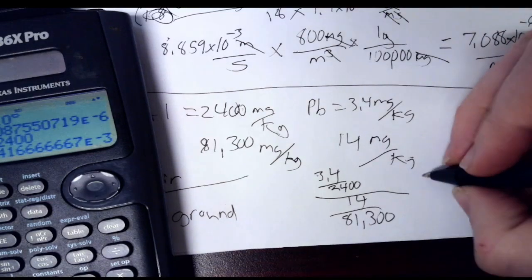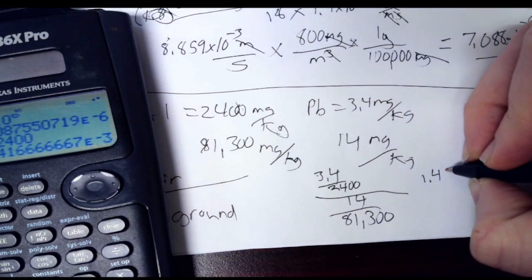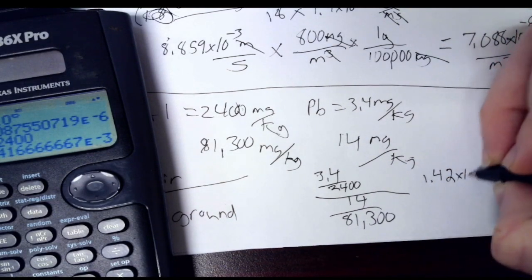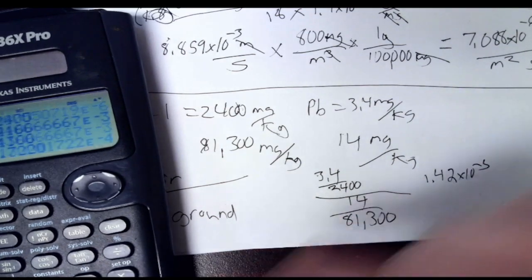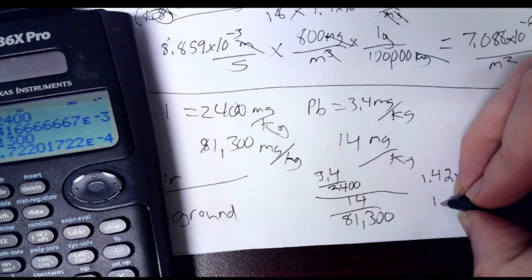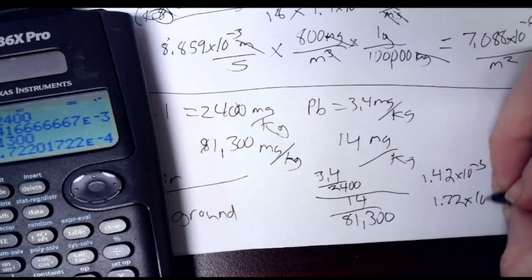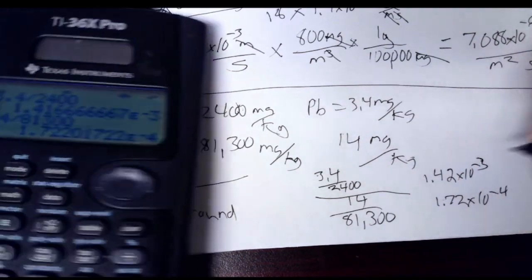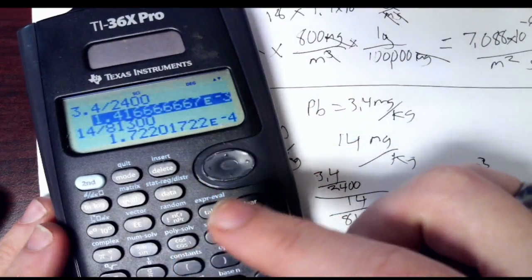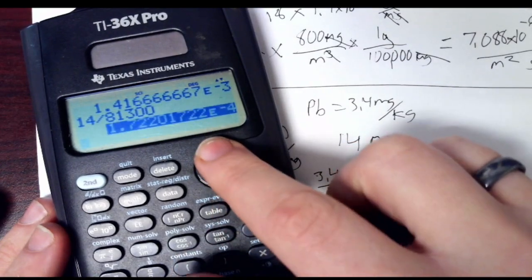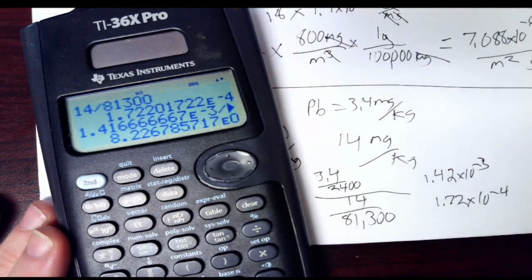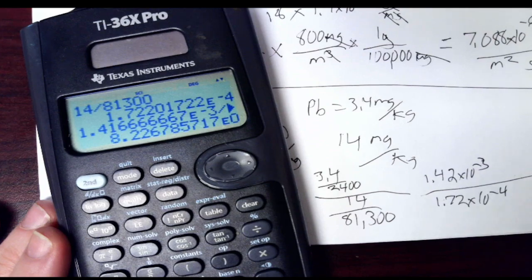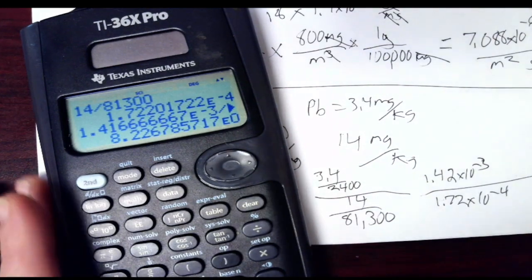So the top part is about 1.4 times 10 to the negative third, and the bottom part is something like 1.72 times 10 to the negative fourth. With that in mind, this divided by this, we have a concentration factor of 8.23 times more concentrated.